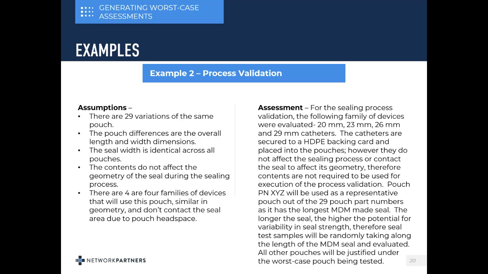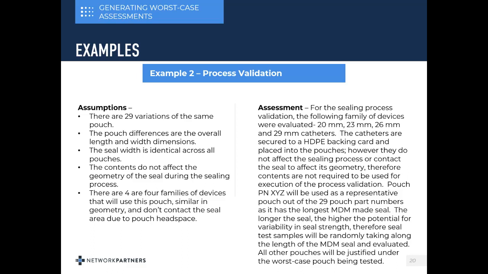Let's take stability testing, going back to this one where I had 29 different pouches. Again, we had two worst case ones. In this case, we had the longest seal because it was, let's say, 20 inches wide, but we also had a pouch that was 69 inches long for stability testing. So we used both, and part of my assessment there was, instead of testing everything, because again, we're managing our resources wisely, the longer the MDM seal is, the more worst case it is for variability and peel strength. So randomly take a sample from that.